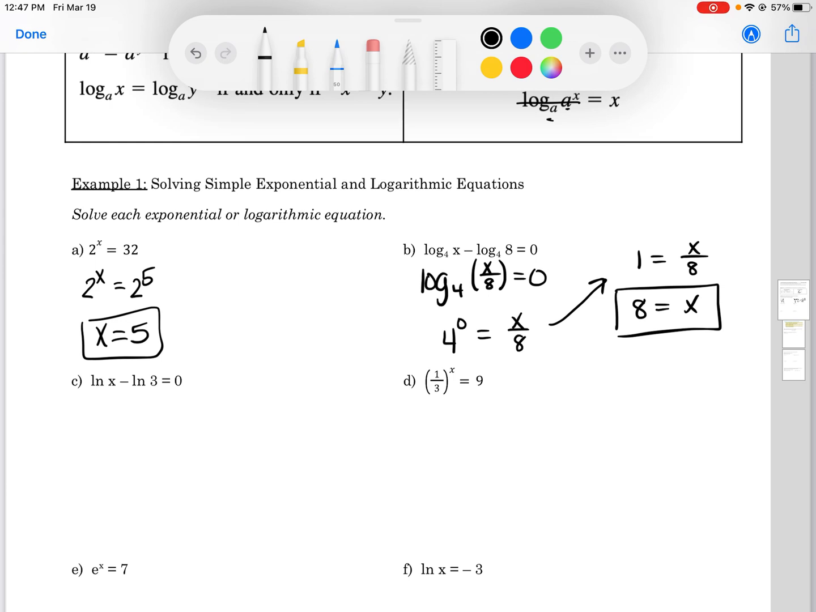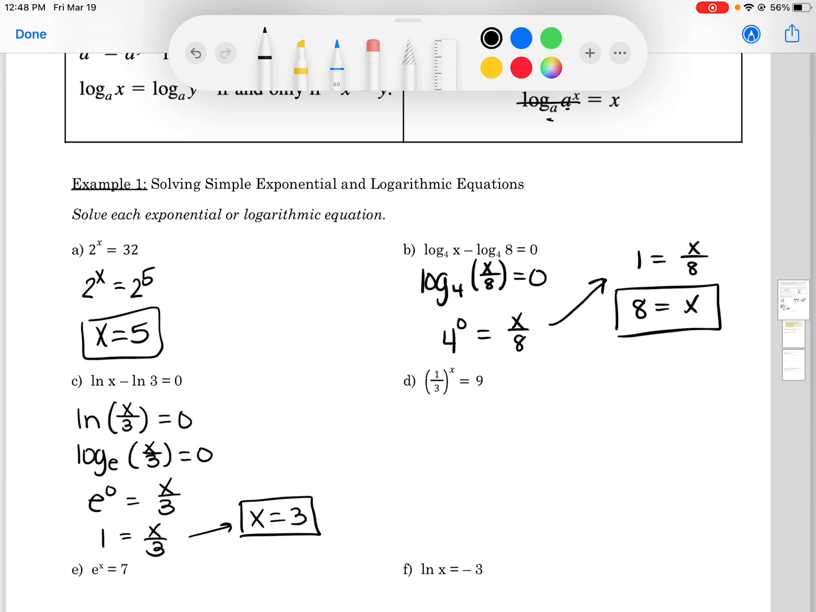Very similarly, in this next one, we have the natural log of x minus the natural log of 3. So that's the natural log of x divided by 3 equals 0. Remember, natural log really just means log base e. So that's e to the 0 power is equal to x over 3. That's going to give us 1. So x is going to equal 3.